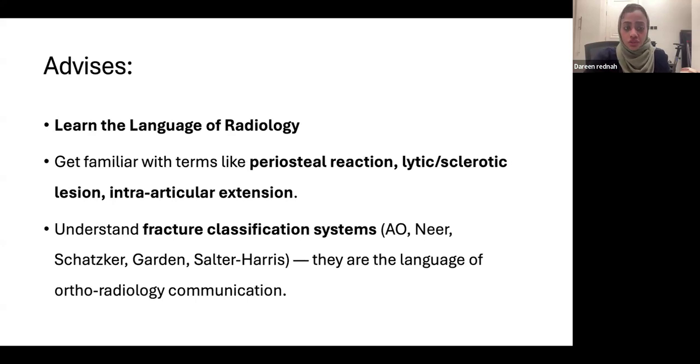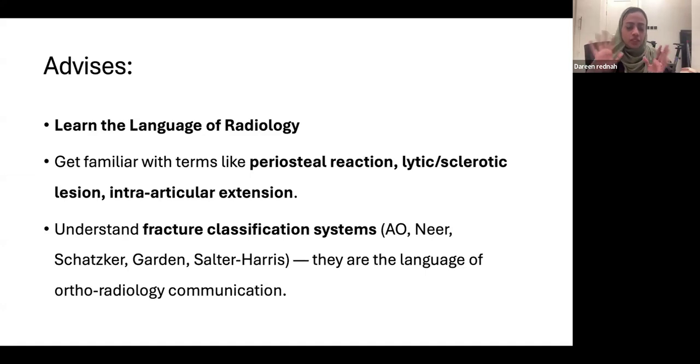Learn the language of radiology. Get familiar with terms like periosteal reaction, lytic sclerotic lesion, intra-articular extension. Understand the fracture classification systems. It's important for orthopedics to know the AO classification, Neer, Chasker, Garden, Salter-Harris. They are all the language of ortho-radiology communication.